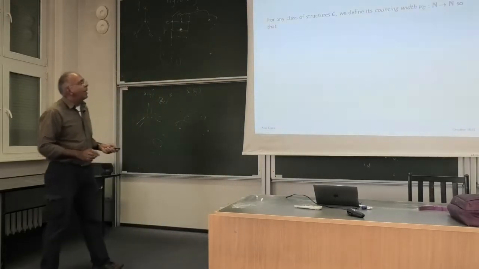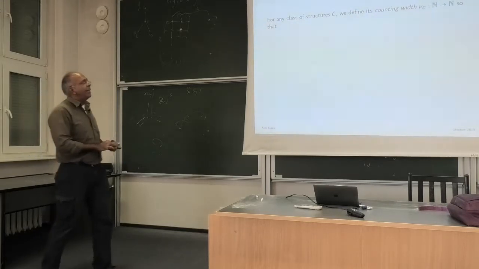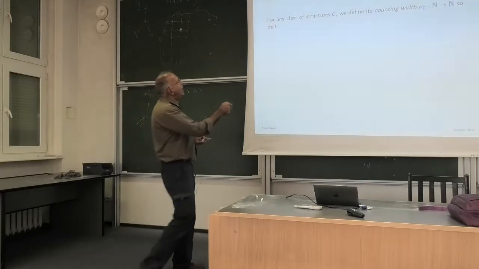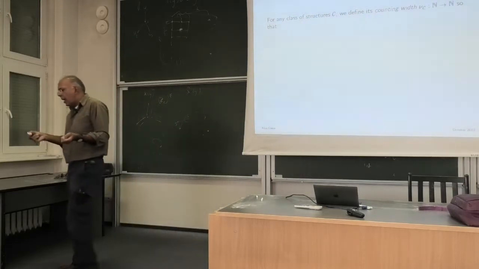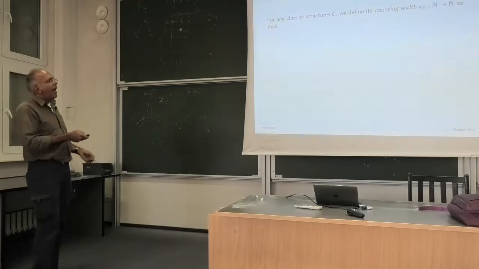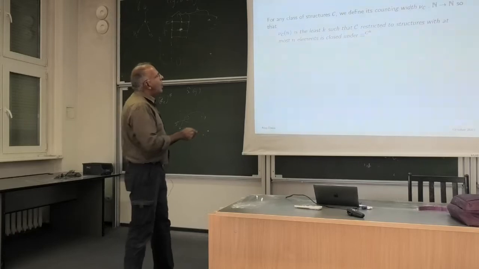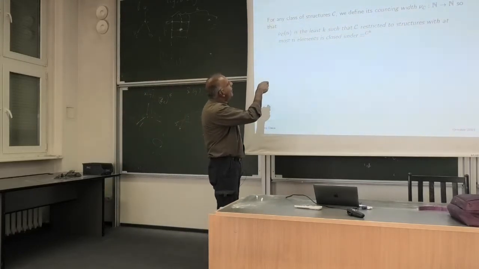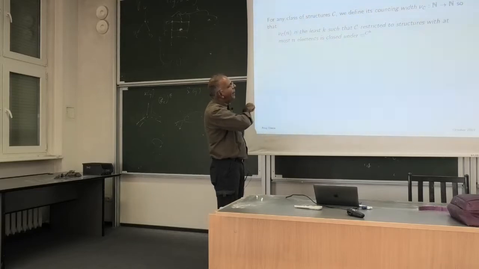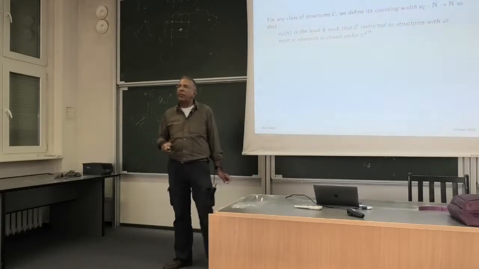Okay. So we have our first example of something that's not in FPC, and this motivates the following definition. You have a class of structures. I define what I call its counting width, which is a function, where nu C of n is the smallest value k, so that when you restrict C to structures with at most n elements, it's closed under this C^k equivalence relation.